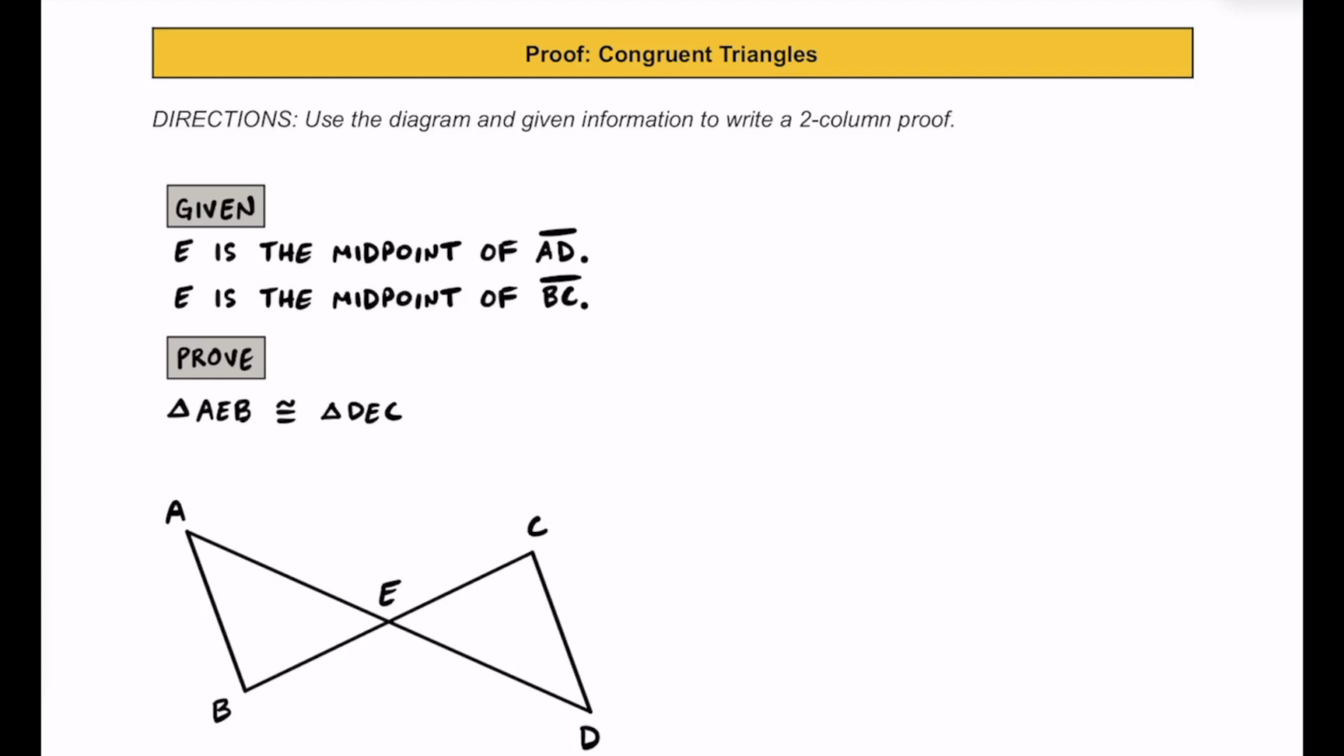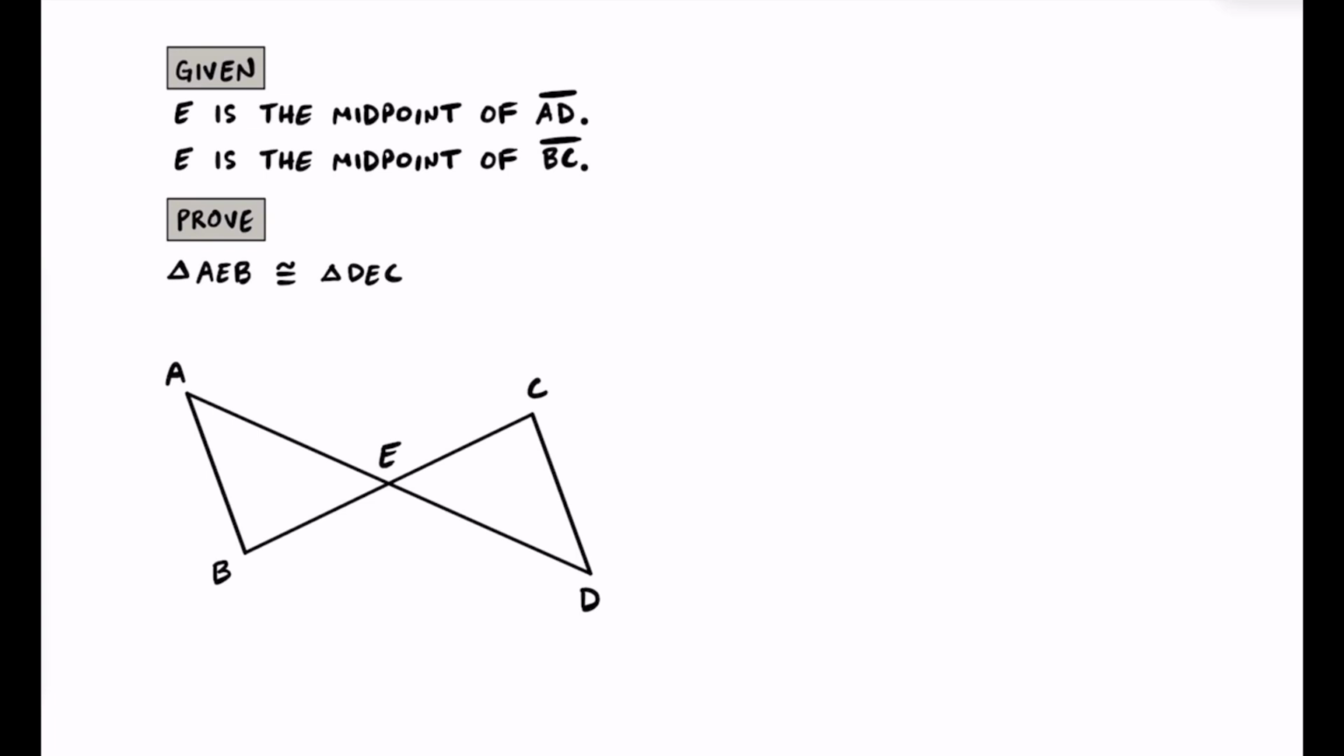Let's try a proof together that deals with some triangles. To begin, let's look at the given information that we have. As usual with these two column proofs, let's go ahead and look at what we're given first.